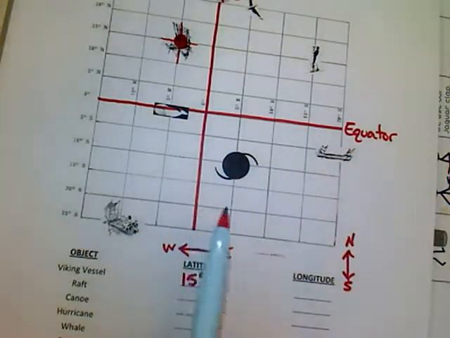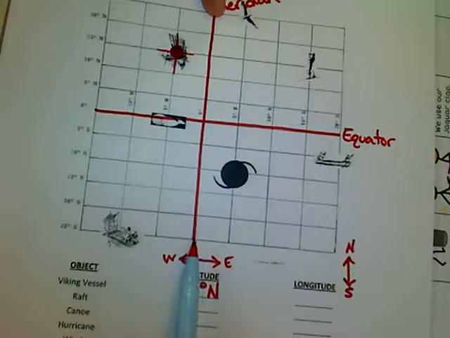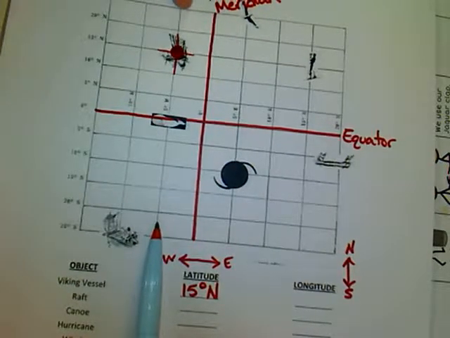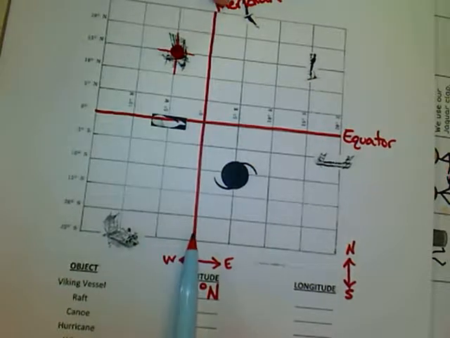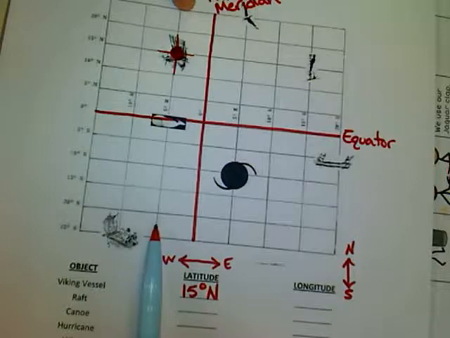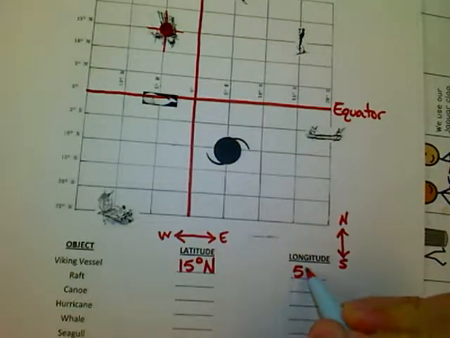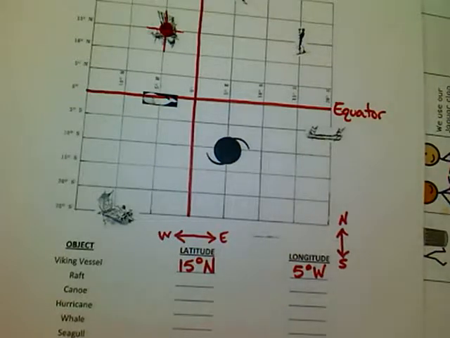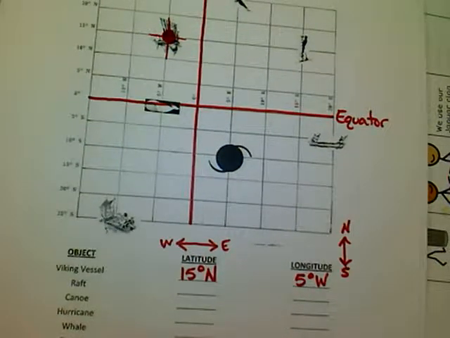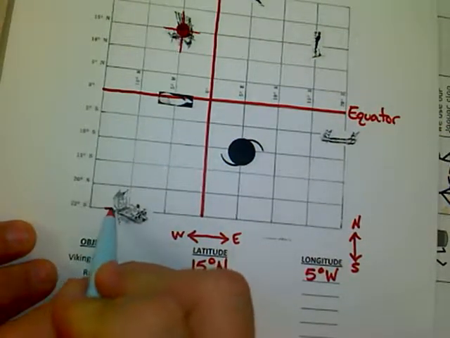And I'm going to start at prime meridian, 0 degrees longitude, and I'm going to go this way to find my Viking ship. And I'm at 0, now I'm at 5 degrees west. So I would write that right there, okay? We'll do one more because I know it's a little bit confusing.